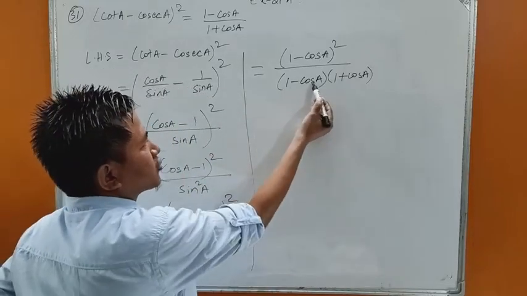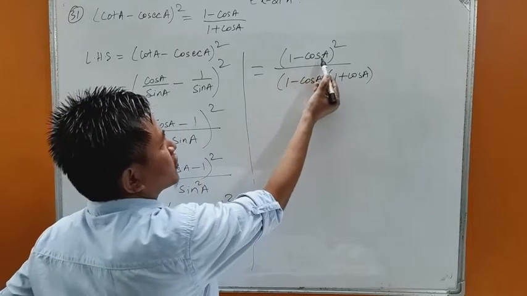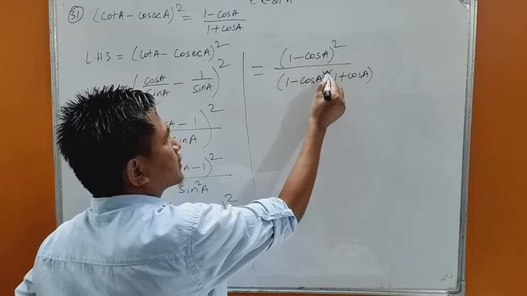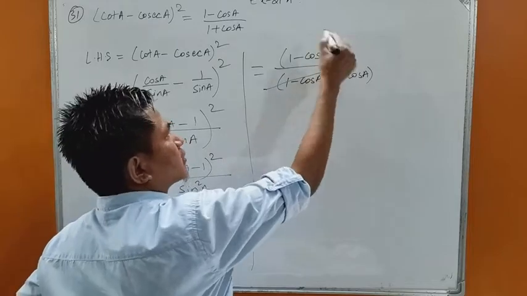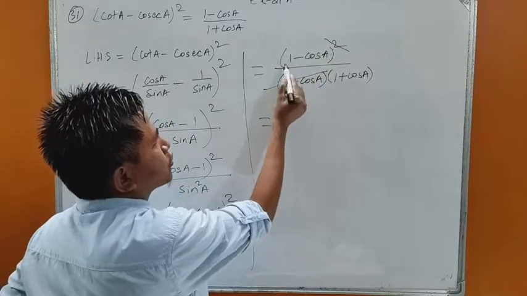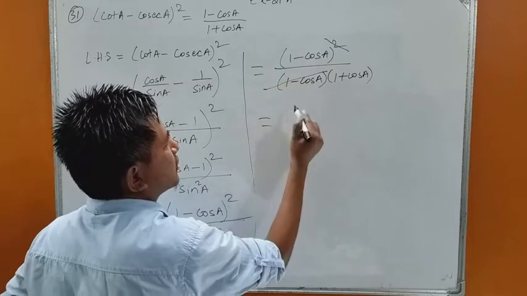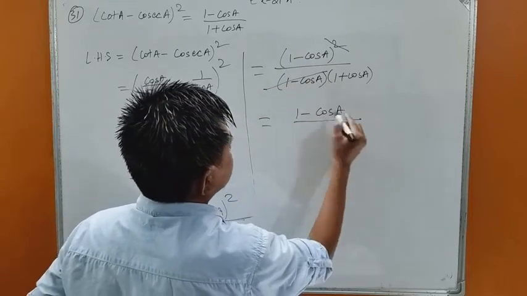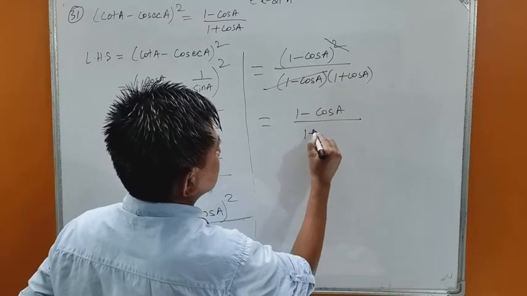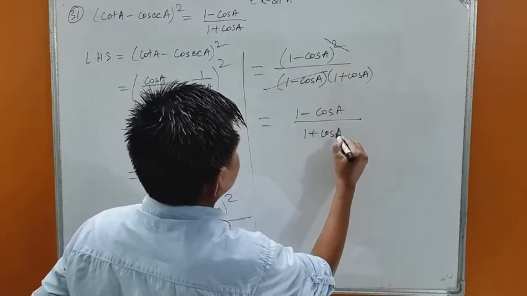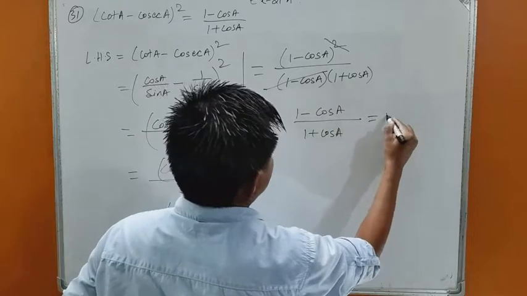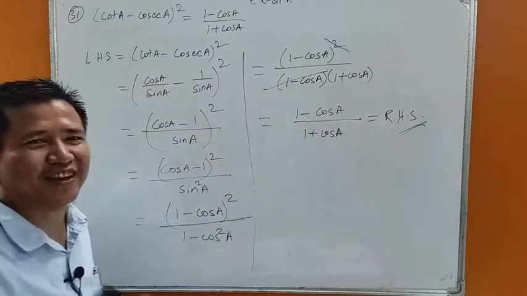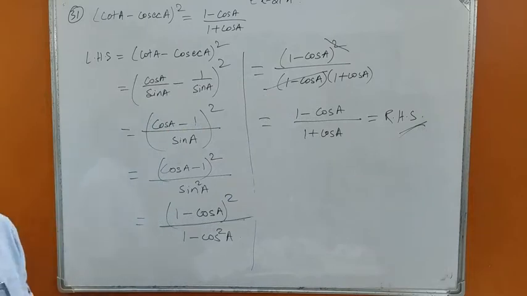now we have 1 minus cos A in the denominator and 1 minus cos A in the numerator, and the power of the numerator is 2. So let's cancel this 1 minus cos A from the numerator and the denominator. Okay, so still we have 1 minus cos A in the numerator, and in the denominator we have 1 plus cos A. So this is what we have in the right hand side, hence proved. Isn't this easy? I hope you got this. Let's move on to the next question.